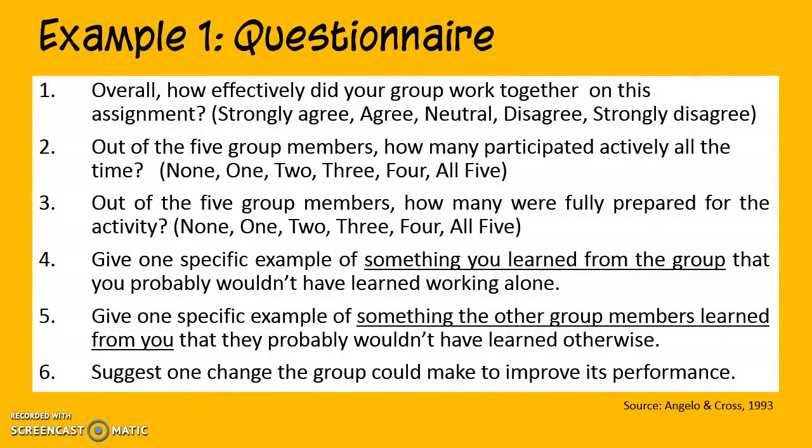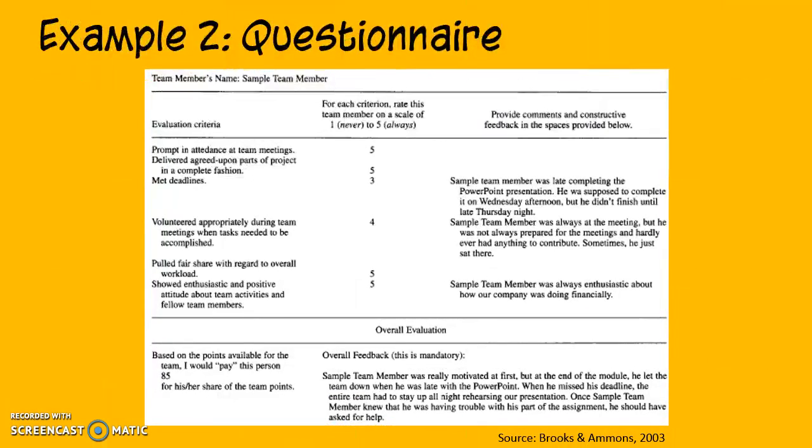In example 1, closed and open-ended questions were asked to students to find out about participation, teamwork, group learning, and suggestions for improving group performance. Example 2 is also a questionnaire wherein students rate and give comments to describe each of the evaluation criterion found on the leftmost column, as well as give their overall evaluation of the group.